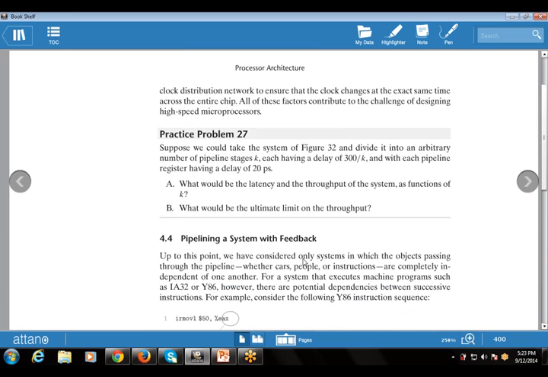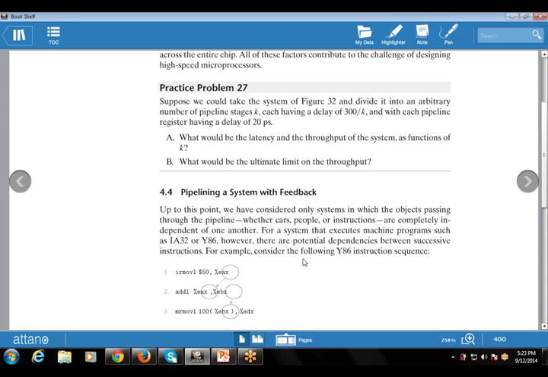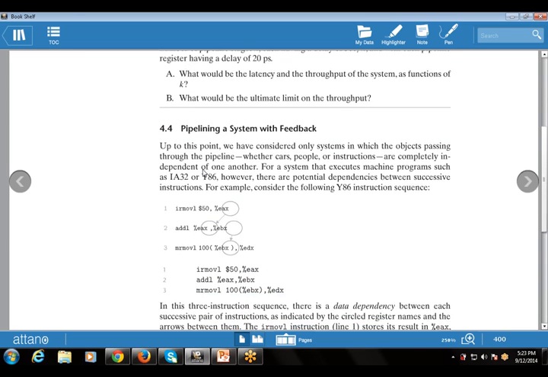Next, pipelining a system with feedback. That is how feedback is given, and how, for a system execution with IA32 or Y86, we require potential dependency between the instructions that is required for the pipelining instruction.